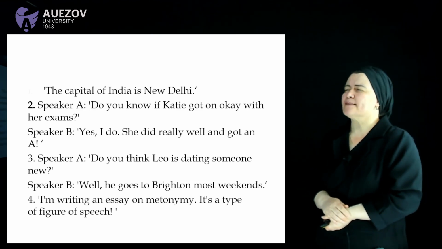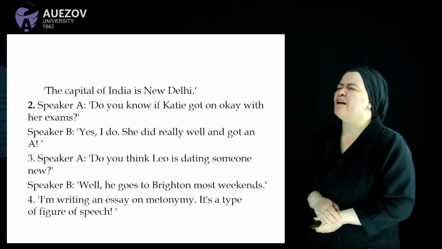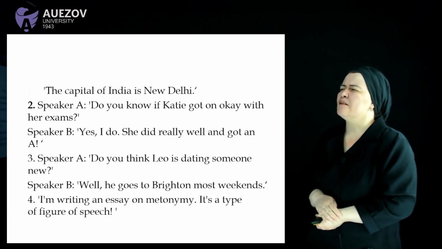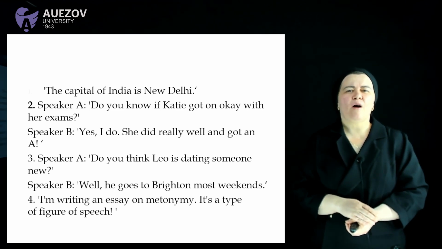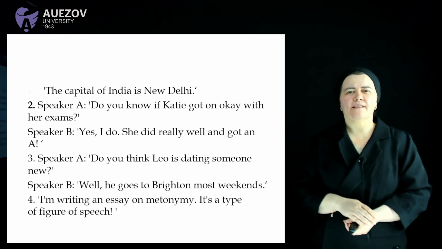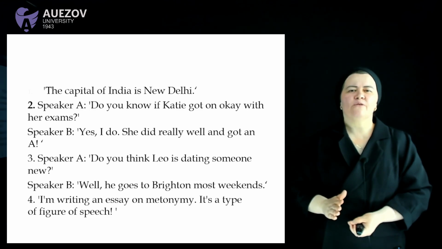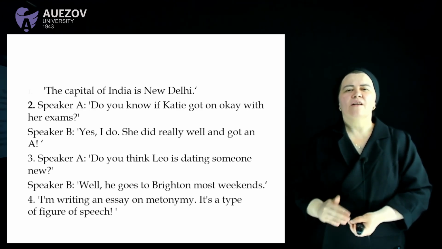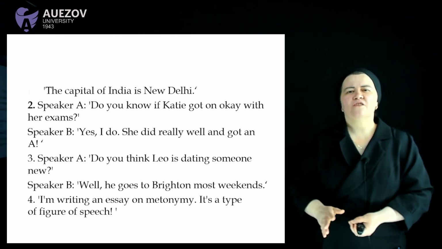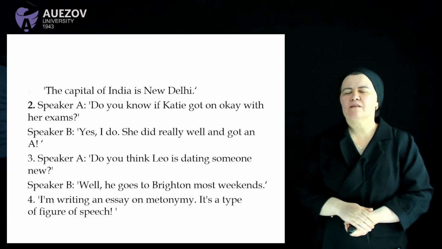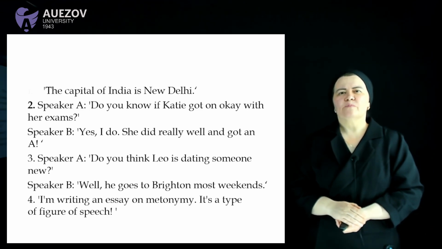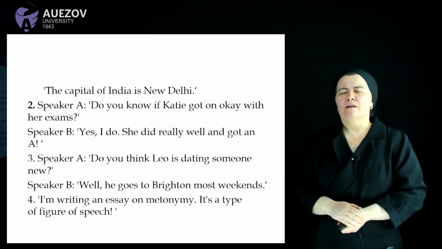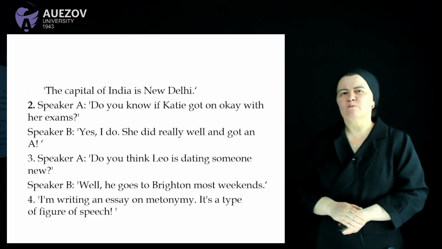And the second example, speaker A: Do you know if Kathy got on okay with her exams? Speaker B: Yes, I do. She did really well and got an A. So in this example, we can see that speaker A is asking about the exam results of Kathy, and speaker B is giving enough information. Speaker B says that she has succeeded and she has got an A mark. So it is enough information, and speaker B's answer is informative enough for the question given by speaker A.